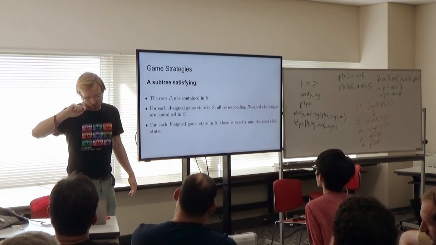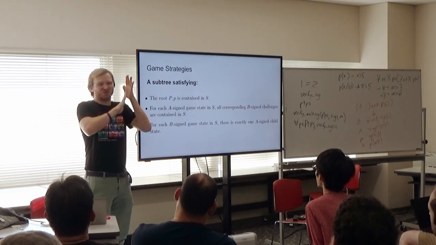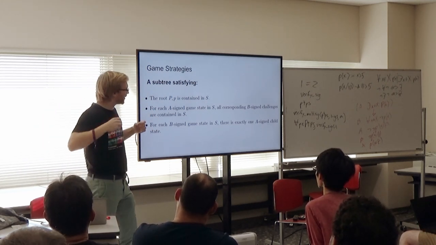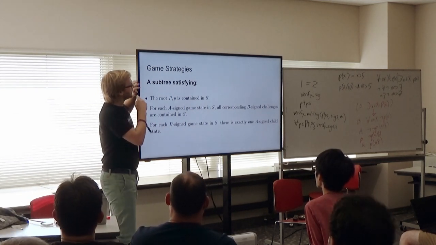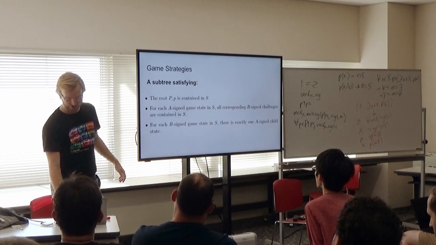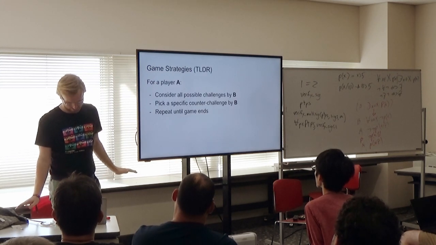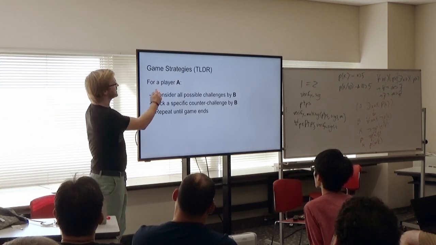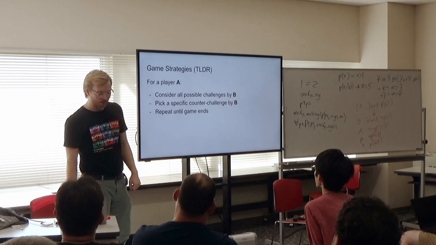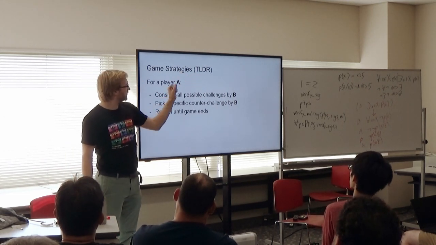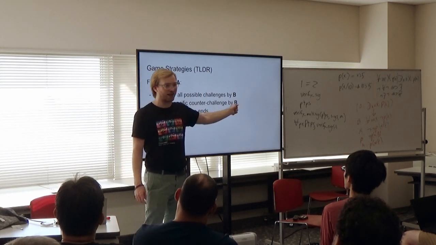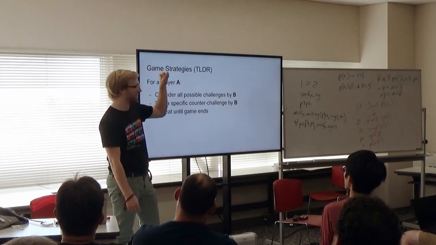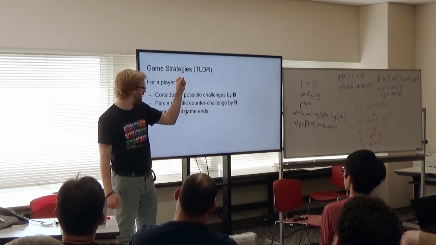Okay, so what is a strategy? And I promise we're almost through, we're almost to the good stuff, the finding way to protocols, so close. All right, so of course, a strategy is a subtree. And actually, maybe I'll just skip to the TLDR of the game strategy, which is a strategy for player A is where you start off with the base state, and you look at all the possible challenges that B could make. What's everything that B could say if player A said the first thing?